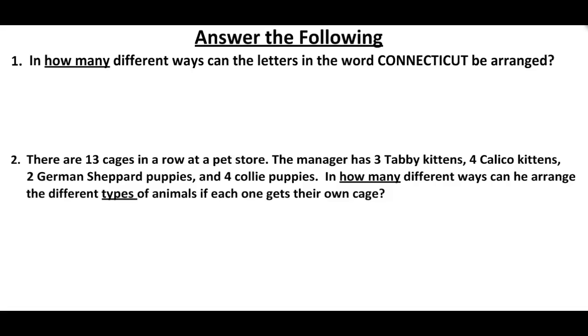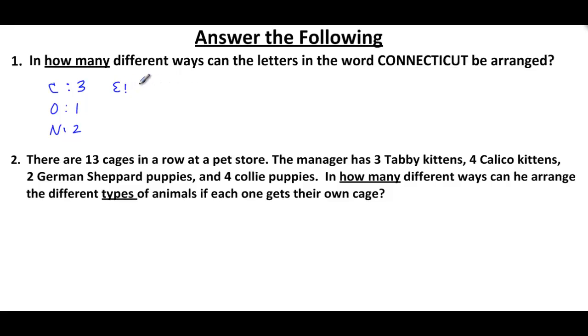Our first example says, in how many different ways can the letters in the word Connecticut be arranged? Now this is different than the word orange, because orange didn't have any repeats. But if we look here, we have some repeated letters. If I look at the letter C, there's 1, 2, 3 C's. If I look at the letter O, there's only one O, so that one doesn't repeat. The next letter is N. 1, 2, 2 N's.